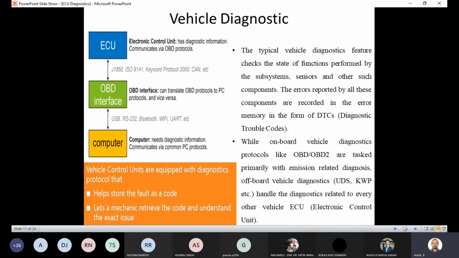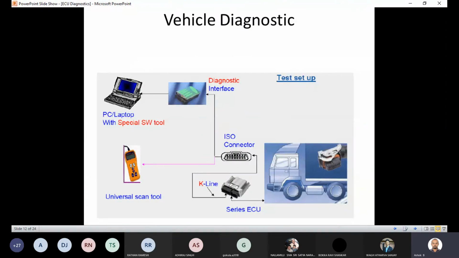So the typical vehicle diagnostic feature checks the status of the functions performed by the subsystems, sensors, and other components. If there is any error, then for each and every error a particular diagnostic trouble code, or DTC code, will be generated, and according to the DTC value we can trace the fault in the vehicle.